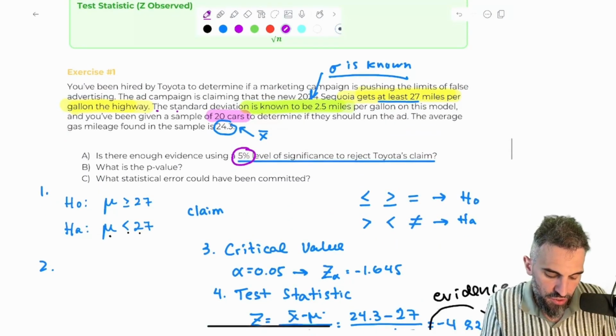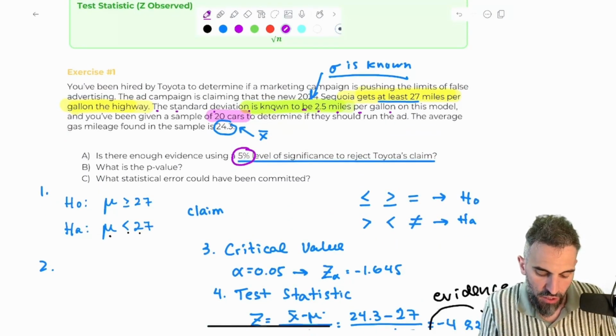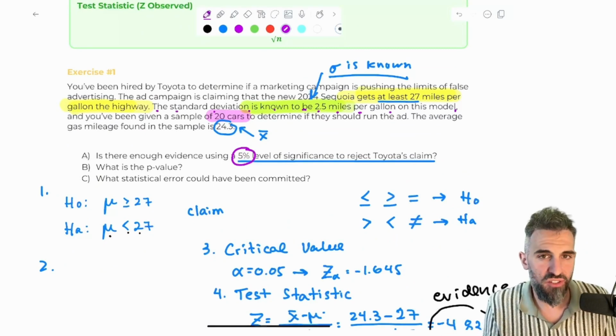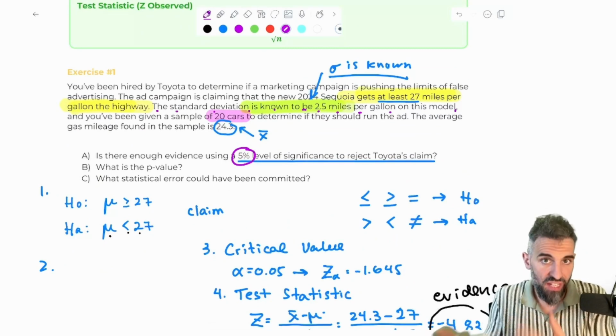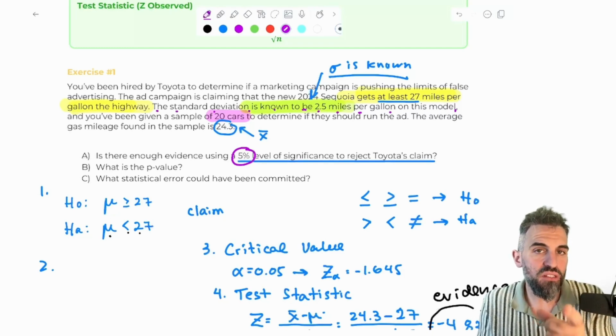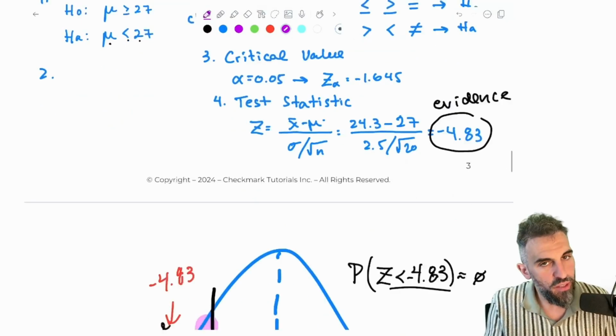Compare that to the Toyota question if I go back. It said the standard deviation is known to be 2.5 miles per gallon on this model. We never even talked about a sample. We just said this model has this standard deviation. So you see that one is the standard deviation of the population. And this is why you want to be careful when you're reading your questions.